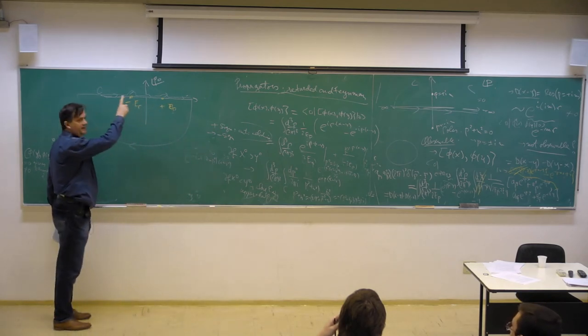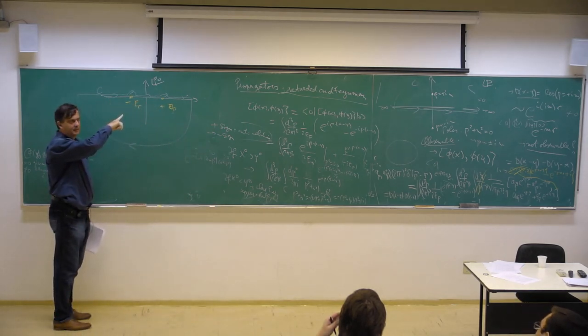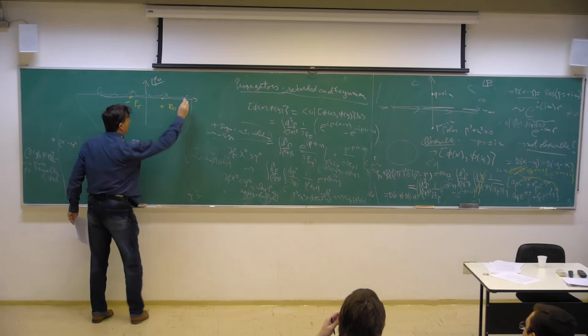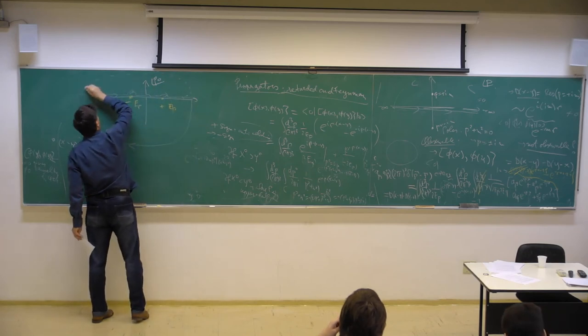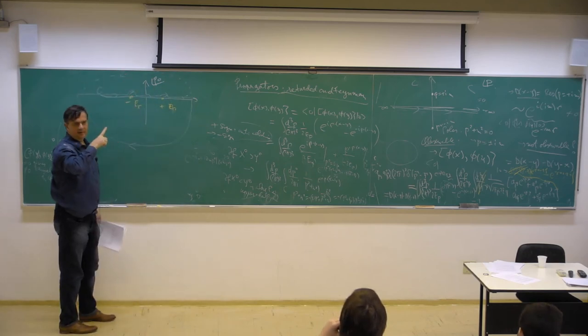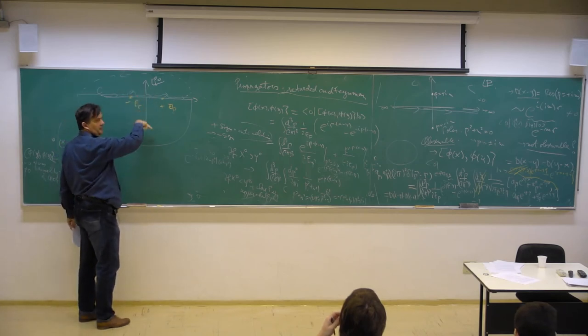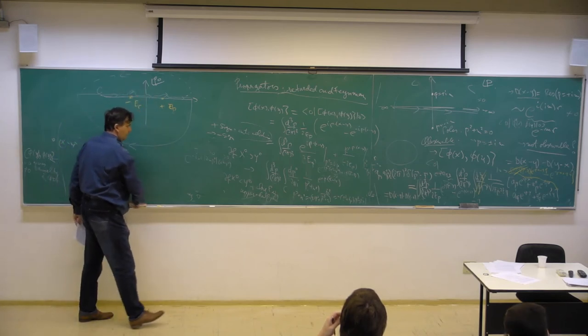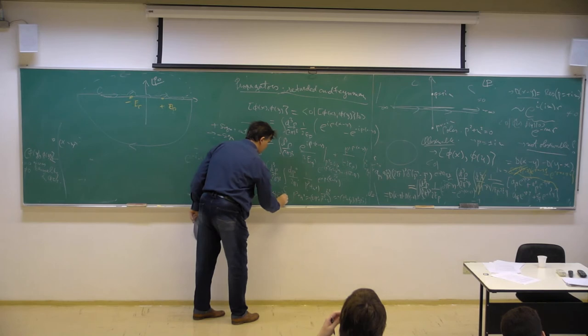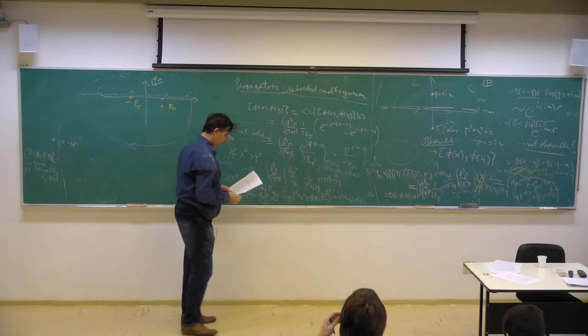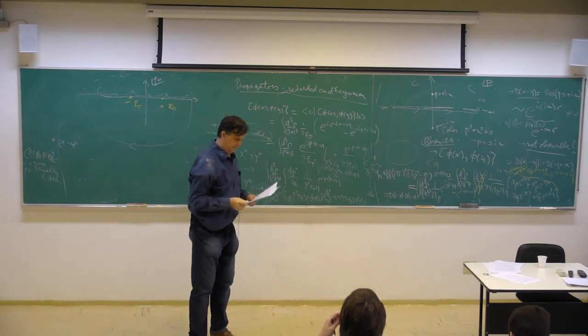But in the upper half plane there are no residues, right? If I chose to close the contour in the upper half plane, there are no residues in here. All of them are in the lower half plane. So I get 0. Okay.